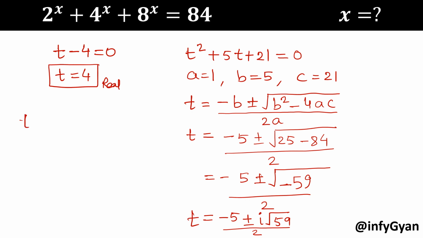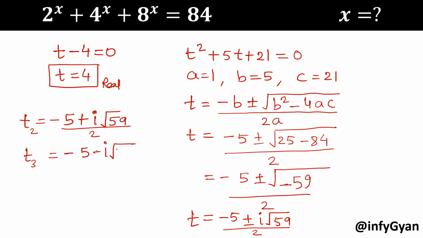Let me write here, t is equal to minus 5 plus iota root 59 over 2, and t3 will be minus 5 minus iota root 59 divided by 2. So both roots are complex or imaginary roots. So you won't write them, because if real roots are required, then t is equal to 4 is your answer. But see what is the value of t, substitute that value.